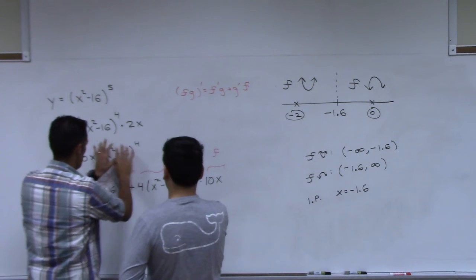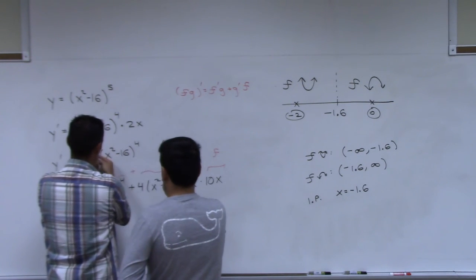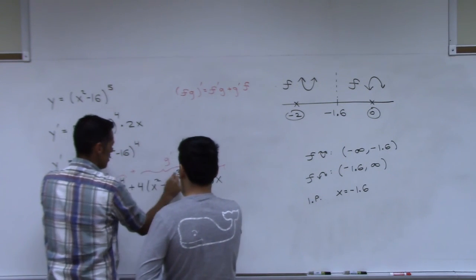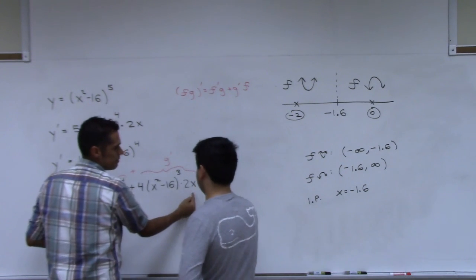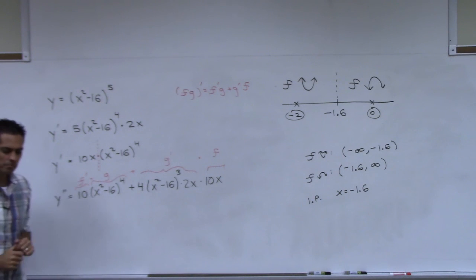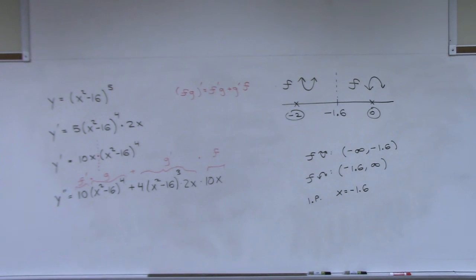Same thing here. When we were looking at this piece, we brought the 4 out, reduced the power to a 3. Then we said, okay, I did the 4, take the derivative of what's in here. Here it is again. Okay? Makes a lot more sense. I know there was this, and then there was like the last question.